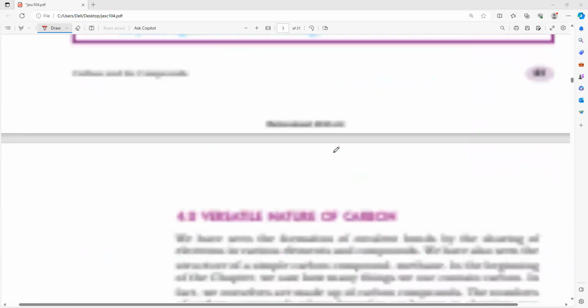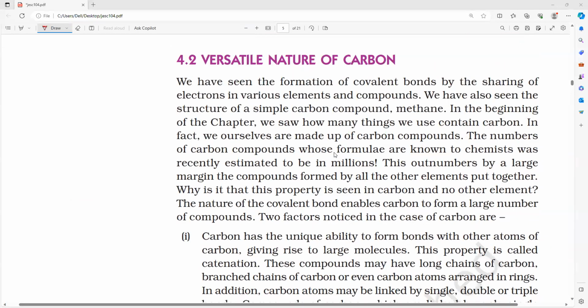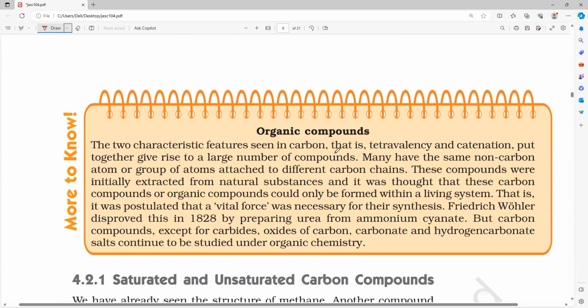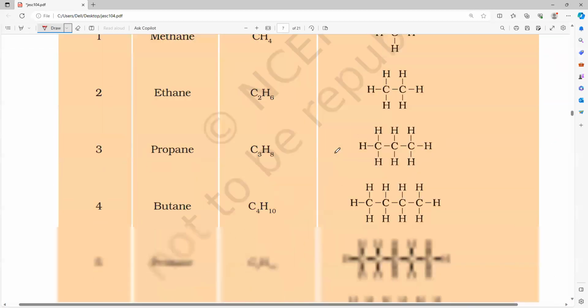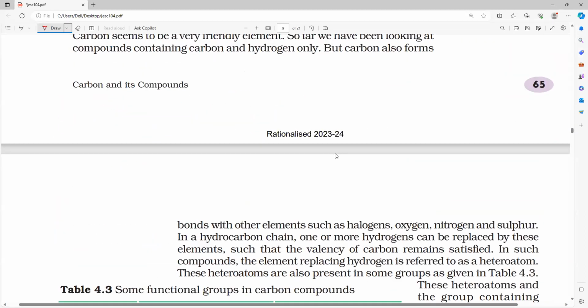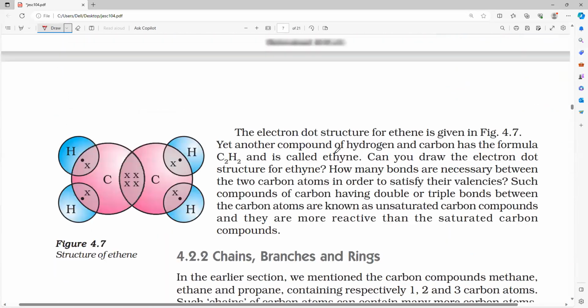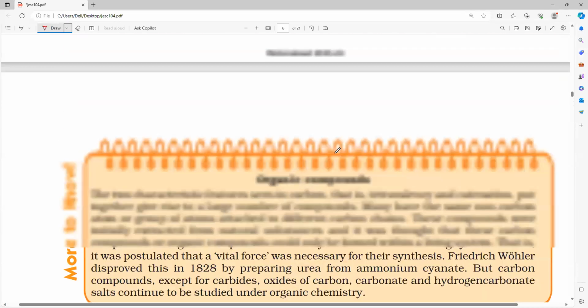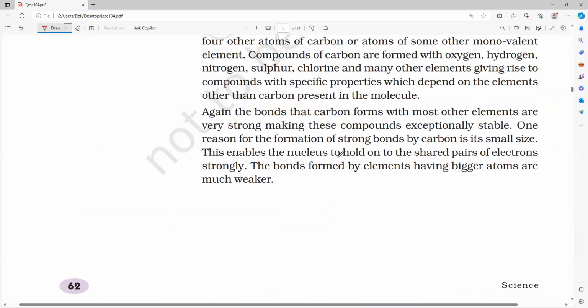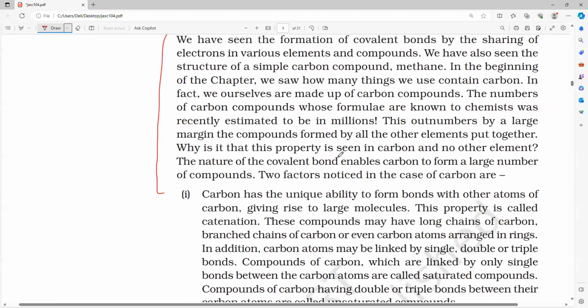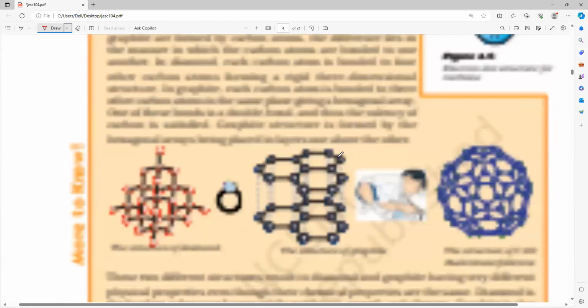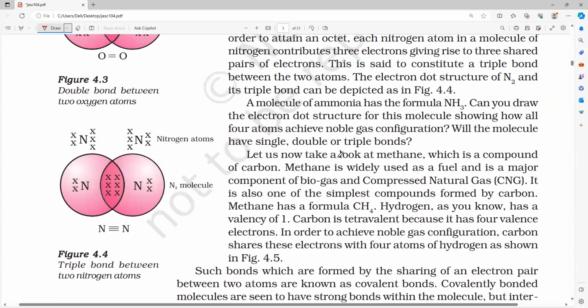Okay, everybody. Next, gradation in physical properties. This is one of the most important paragraphs. All of you should learn it. What is the paragraph? Gradation in physical properties. If you have the NCERT book, you can see that.